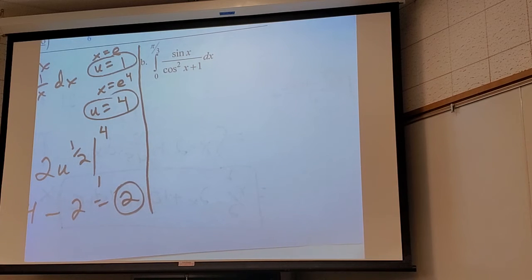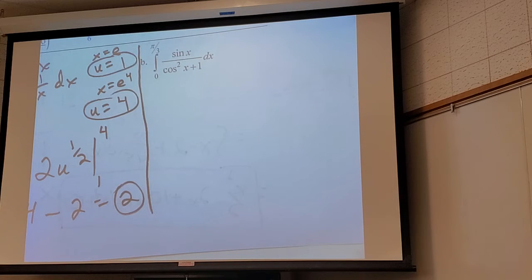Do you see a function in there whose derivative is in there? Yes, I do. Because I'm crazy. What functions are in there? Sine x, cosine squared x plus 1. Isn't cosine x in there? This is a function that's being squared and having 1 added to it, so isn't cosine of x a piece of this thing? What's the derivative of cosine x? Negative sine. Negative sine, isn't sine x on the top?